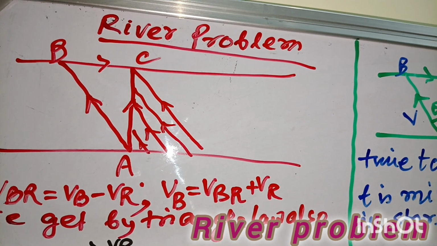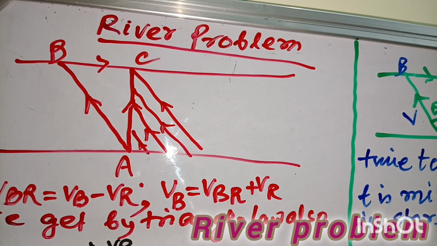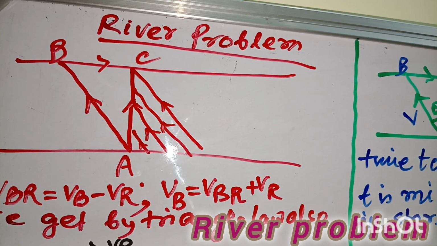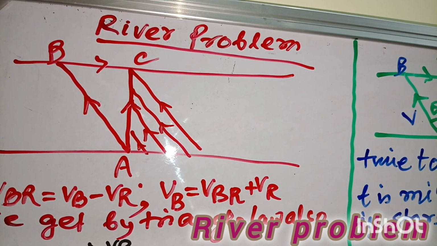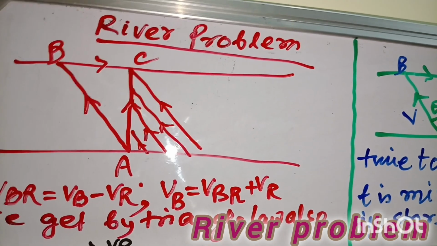Today's topic is river problem. This is another big area where the students are confused, particularly to find what is the relative velocity VBR and what is the absolute velocity VB of the boat. So I am going to explain this today.